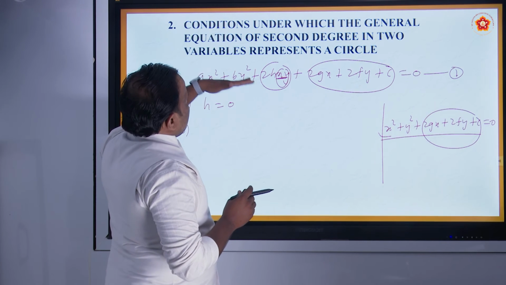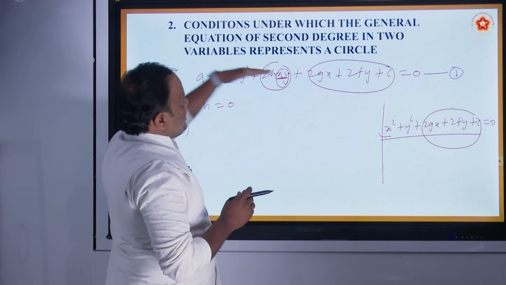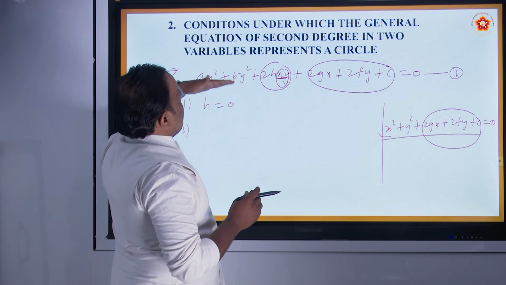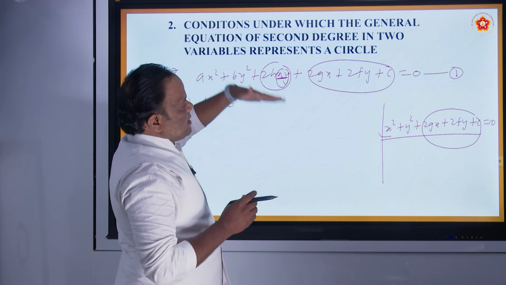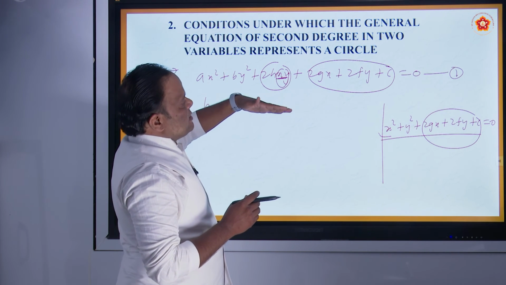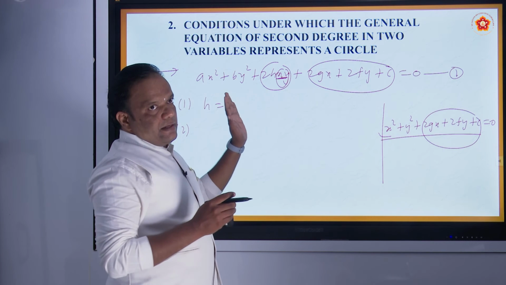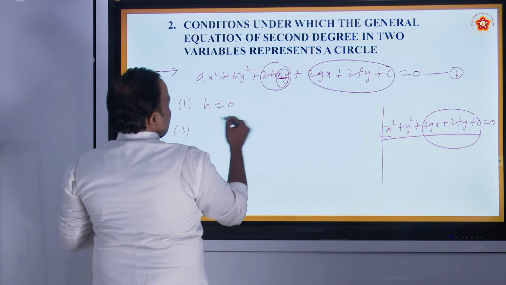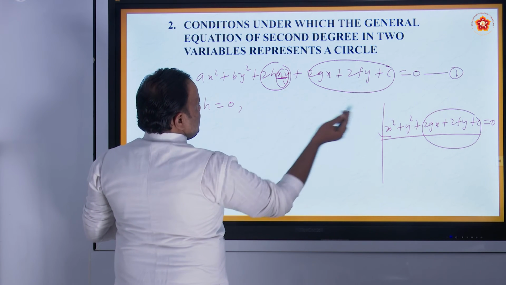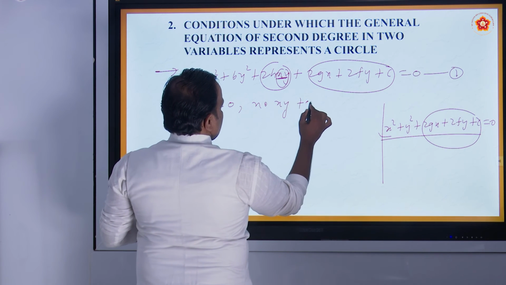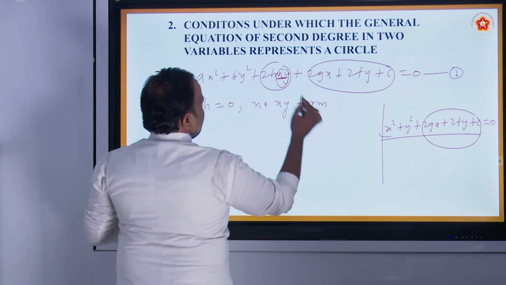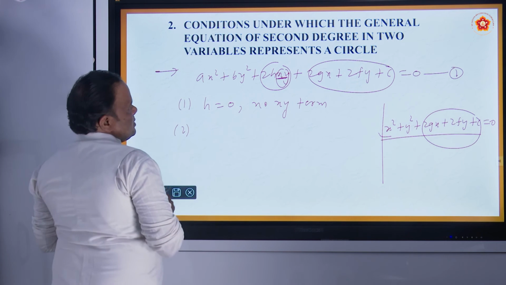If the general second degree equation in two variables represents a circle, then the condition is that h equal to 0. There is no xy term in the equation. So the absence of the xy term is nothing but h equal to 0.